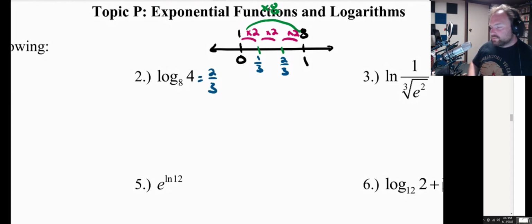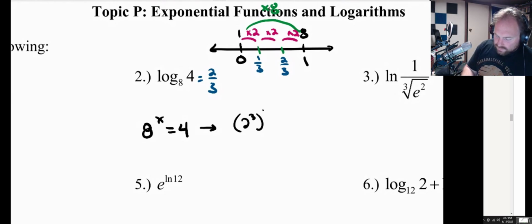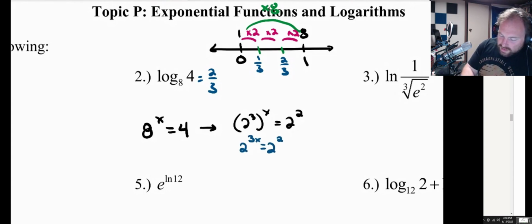Now, if you wanted to think about this in a more traditional sense, you might rewrite it as an exponential equation, and that equation would be 8 to what power equals 4. Now, typically the way Algebra 2 textbooks will say to solve a problem like this is, they'll say, okay, we can rewrite 8 and 4 as powers of 2. So you can rewrite this problem as 2 to the 3rd power to the x power equals 2 to the 2nd power. And that's fine. I have no problem with this method at all. Another way of saying the same thing is 2 to the 3x power equals 2 to the 2nd power. And now you can say that 3x has to equal 2. And that's why x is 2/3.